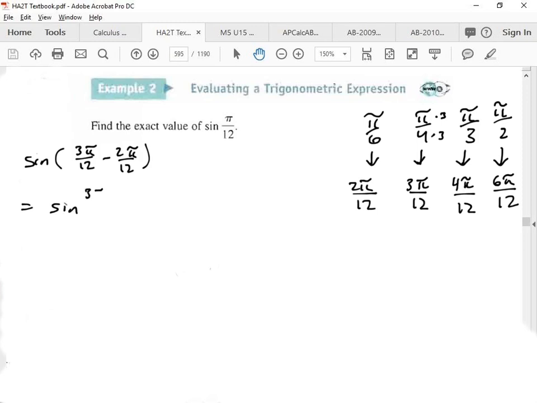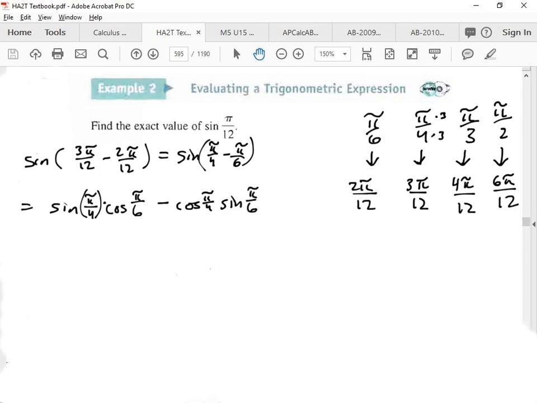sine 3 pi over 12. Wait, what is 3 pi over 12? Let's rewrite that. This is sine of pi over 4 minus pi over 6. So we got sine of pi over 4, and then cosine of, let's put parentheses around that guy, times cosine of pi over 6. And then is it minus or plus? Does it switch or does it stay the same? Stay the same. So then we have cosine of pi over 4 and then sine of pi over 6. And we can do those. I can put parentheses around these.